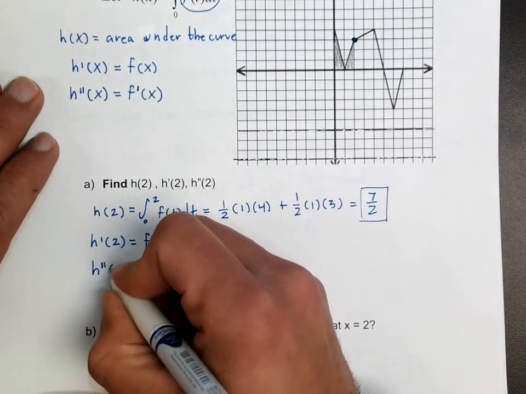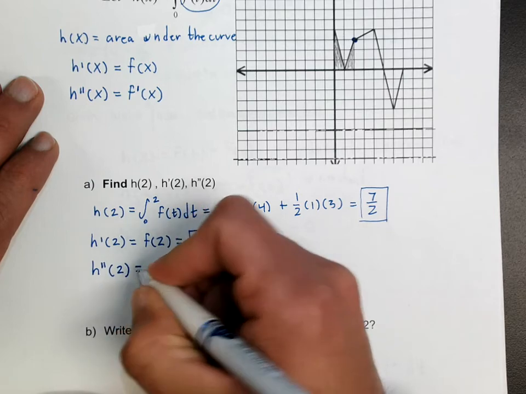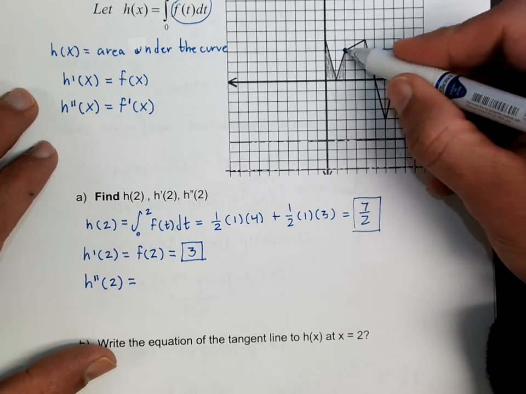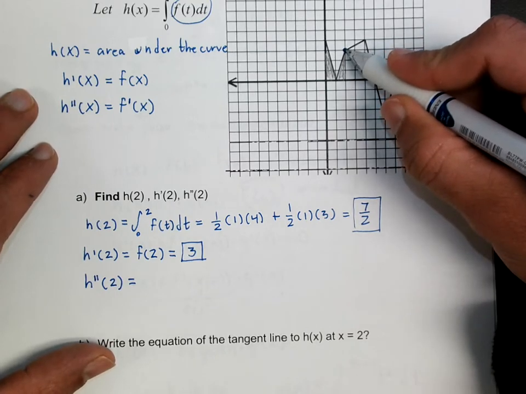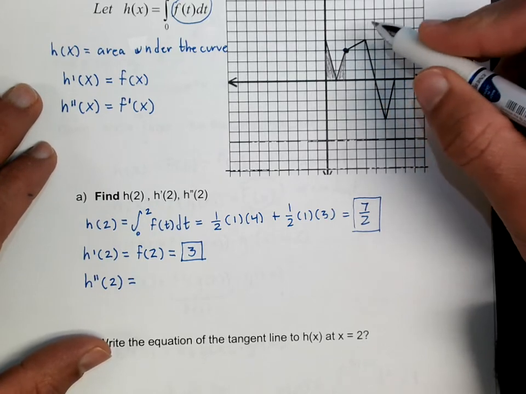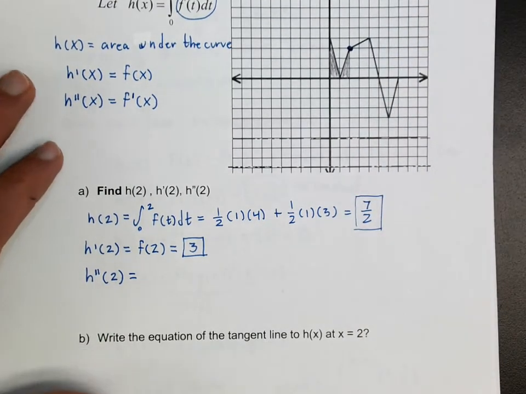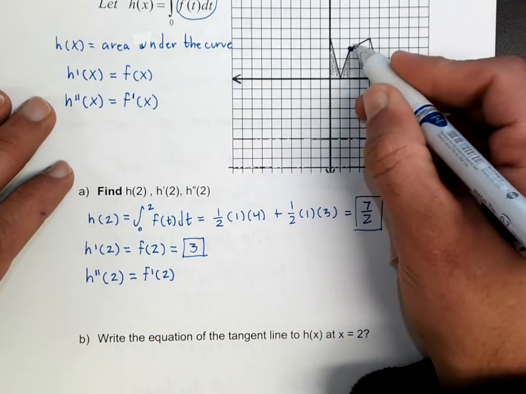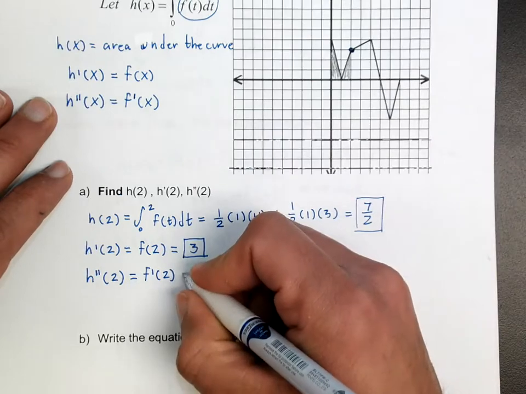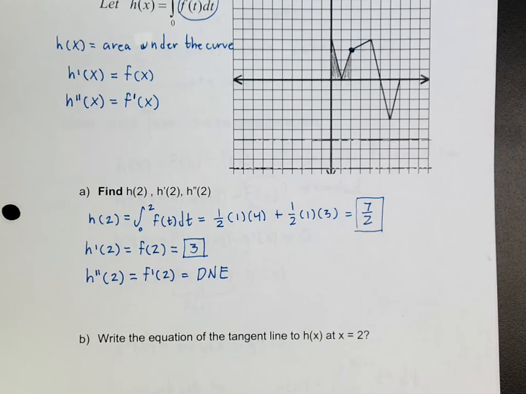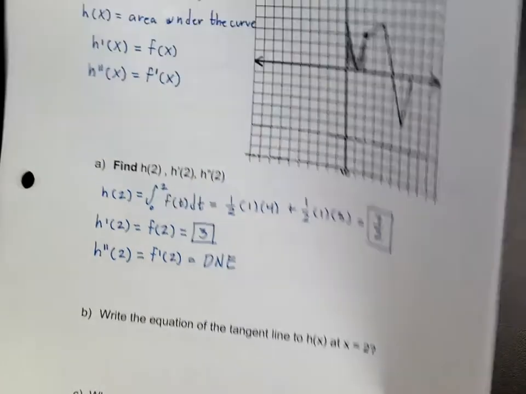Now, the second derivative at 2 basically means what is the slope at this point. Because this is a sharp point, we're going to say that the derivative or the slope at this point does not exist, because you have a peak, a sharp point, if you will. Alright, let's take a look at the rest of these.